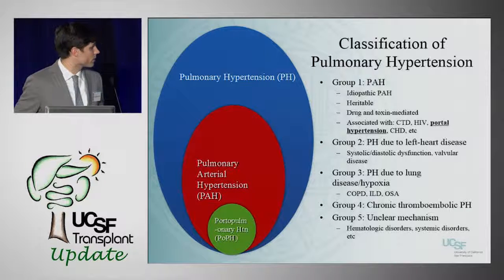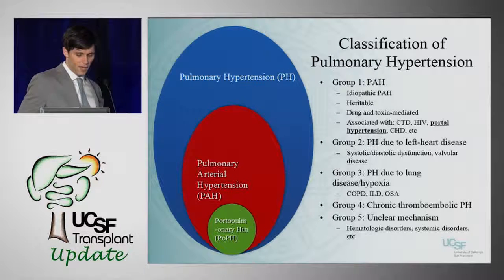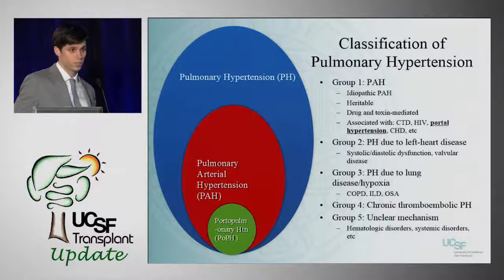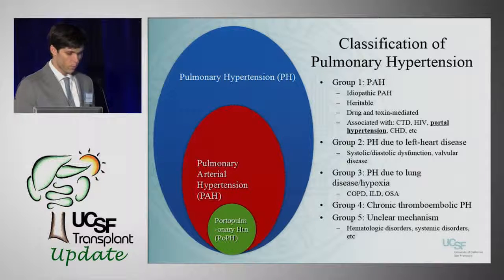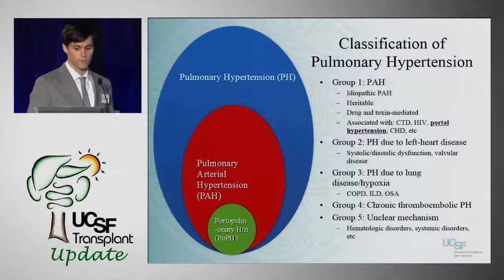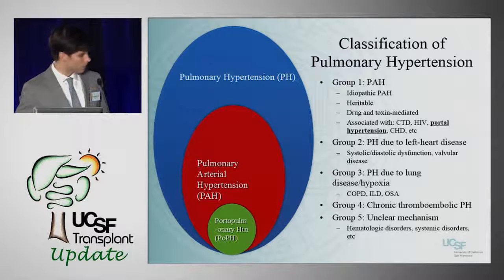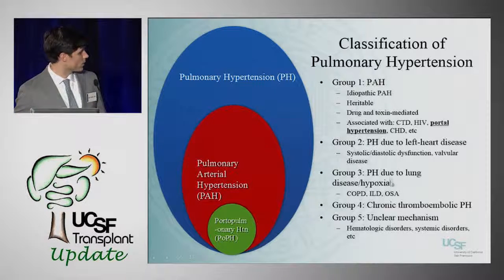So this is how I think of pulmonary hypertension. I think this helps facilitate discussions between cardiologists and hepatologists. Pulmonary hypertension just means high pulmonary artery pressures, a mean PA pressure greater than 25 no matter what. And you see here on the side how we break down all the different causes.